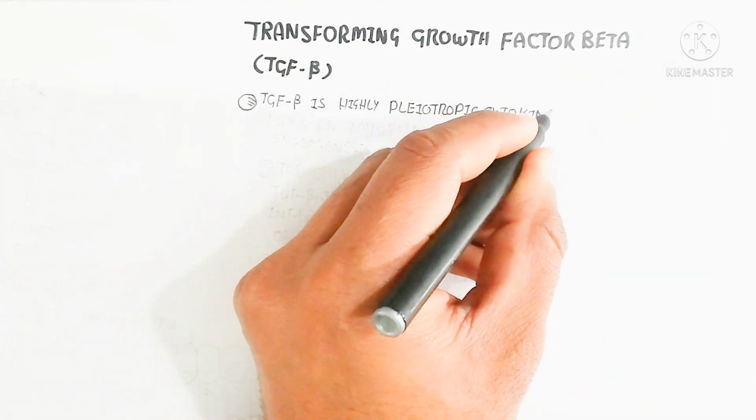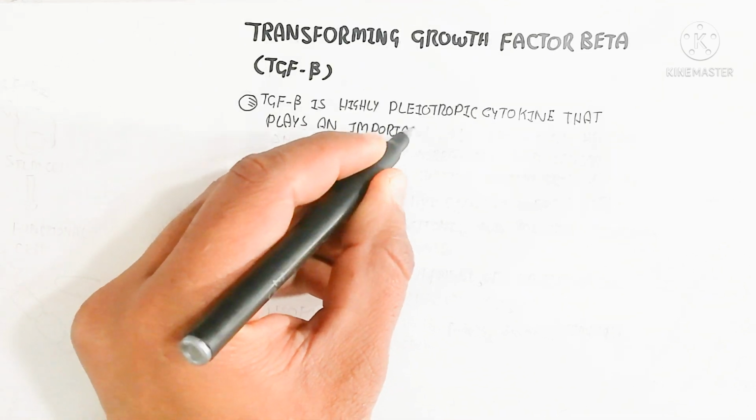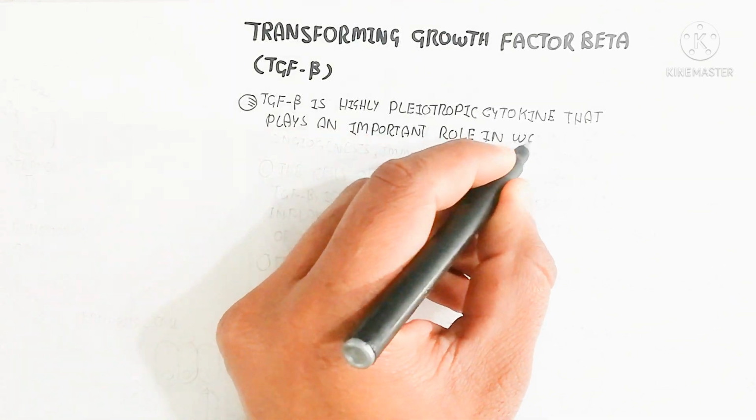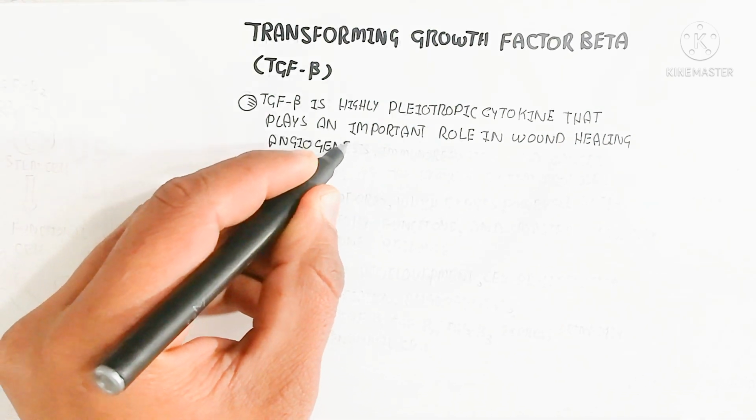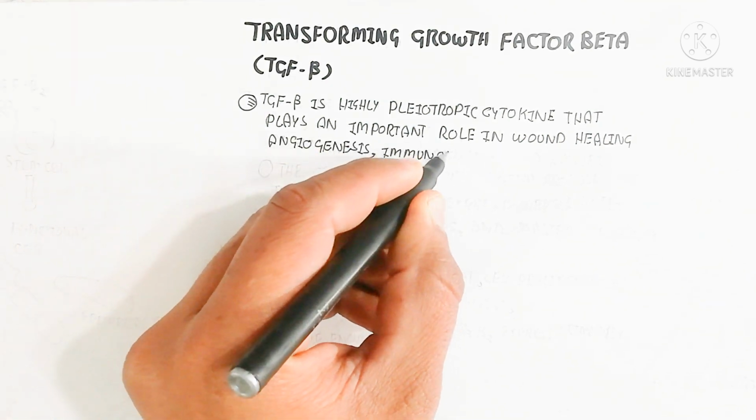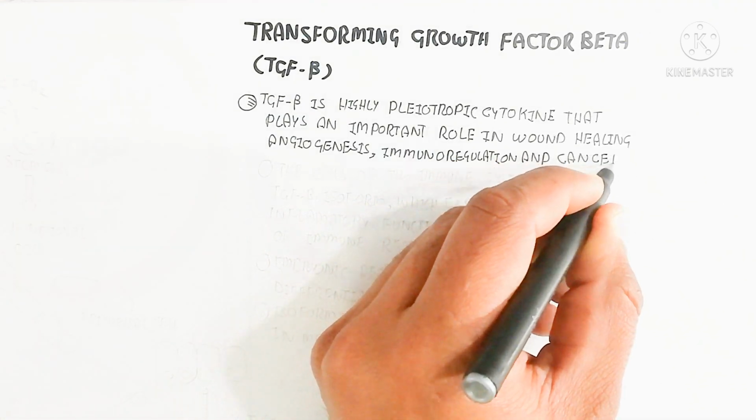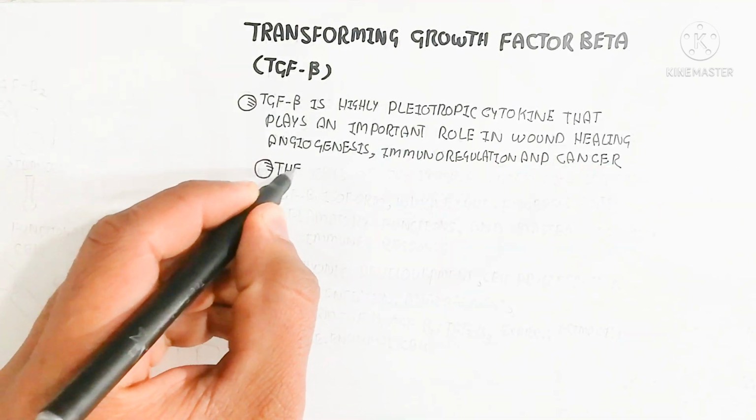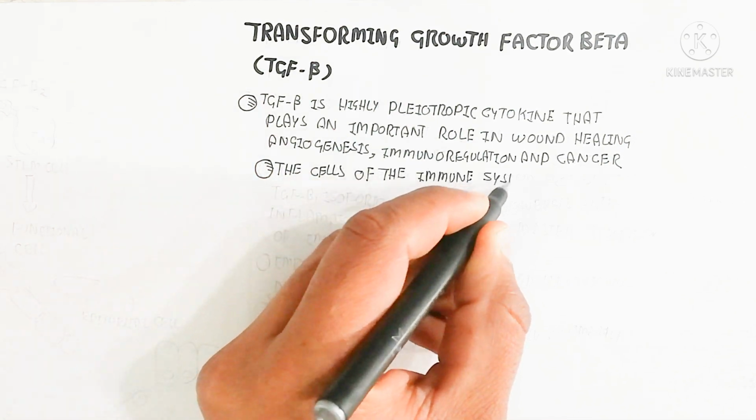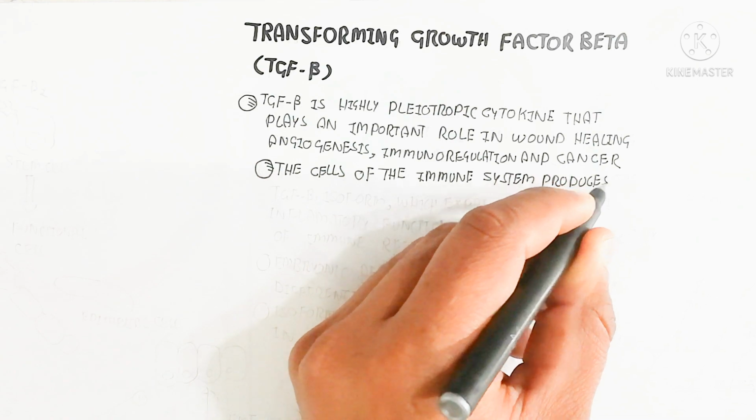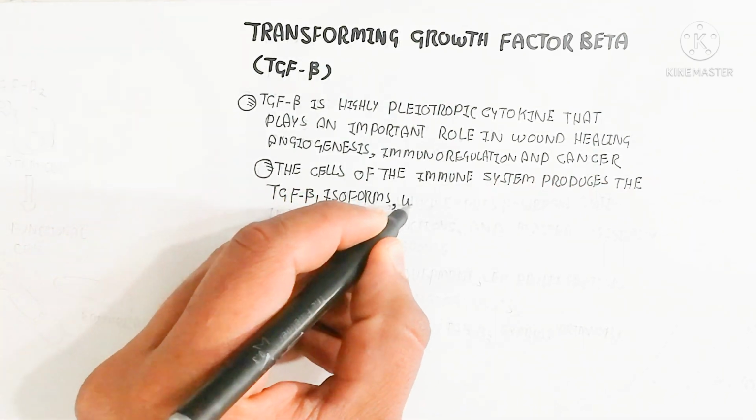Cytokines trigger cell proliferation and the recruitment of cells, and TGF-beta plays an important role in wound healing, meaning that an injury of the skin will be healed. It also plays a role in angiogenesis, which means blood vessel formation, and in immunoregulation and cancer. So cancer progression also occurs through TGF-beta.